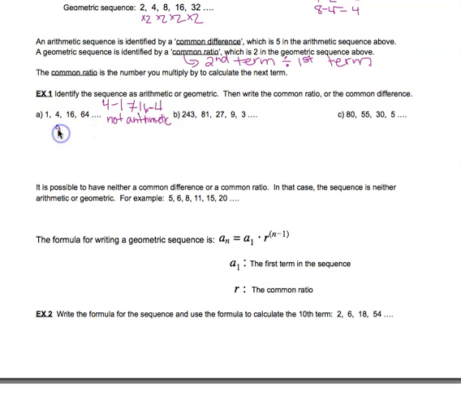So then I do 4 divided by 1 and 16 divided by 4. Those are the same. 4 over 1 is 4. 16 over 4, also 4. Check the next one because it has to work for all of them. 64 over 16, also 4. So that means that this is geometric. And the common ratio, which we'll call R, is 4.